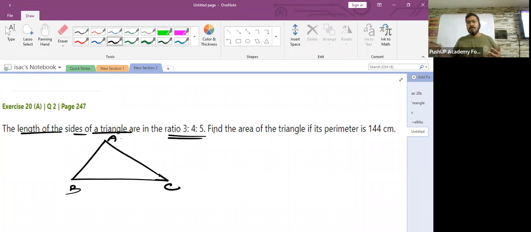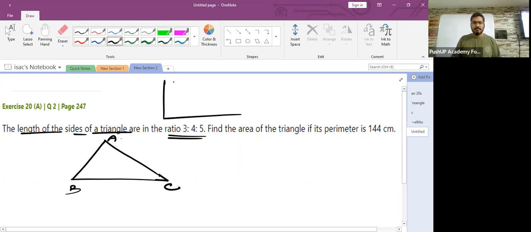One is a very long method where you will be applying Heron's formula. The other one is, I don't know whether you remember this, I have taught you Pythagoras theorem. You remember? This year itself, I had taught you Pythagoras theorem. You remember the concept of Pythagorean triplets, children? Pythagorean triplets.